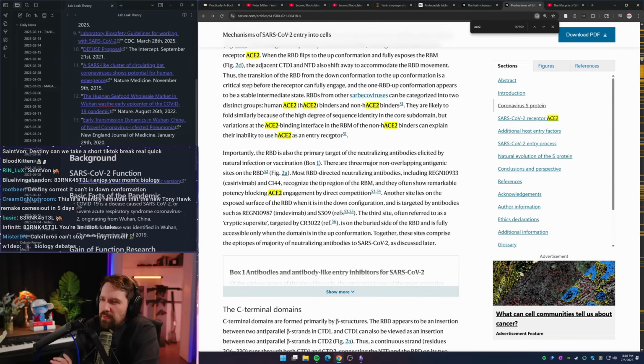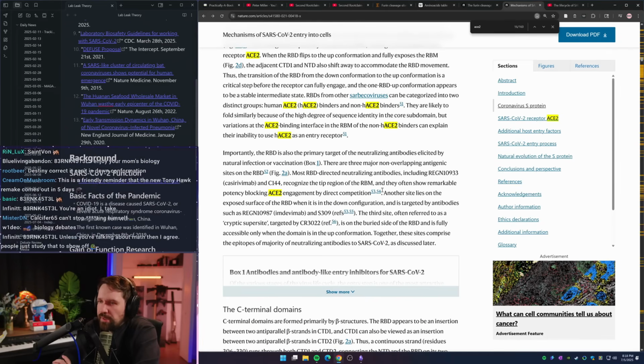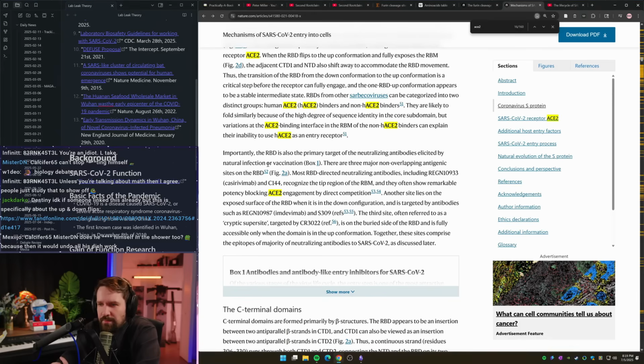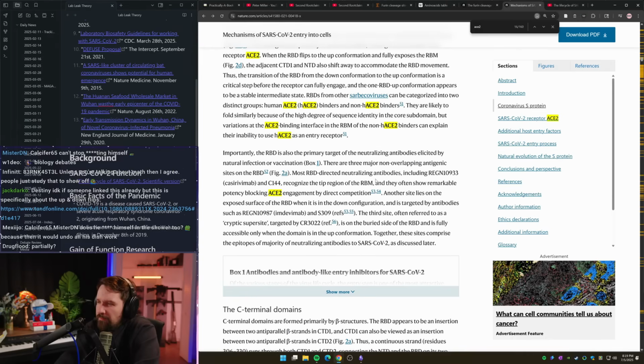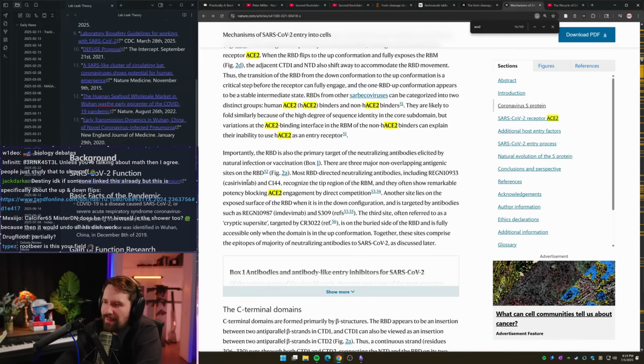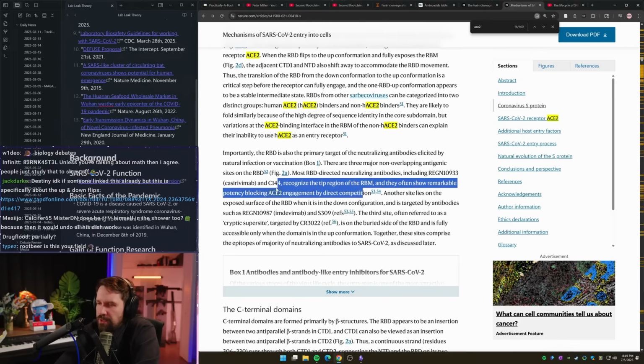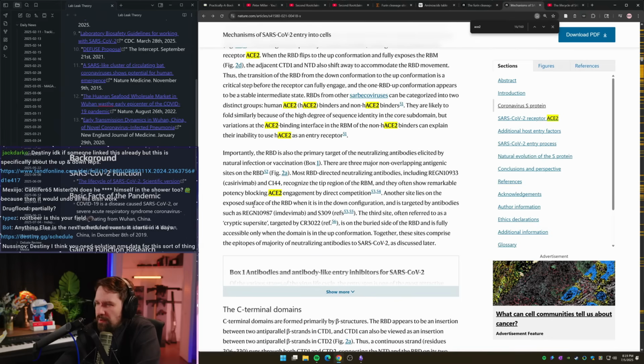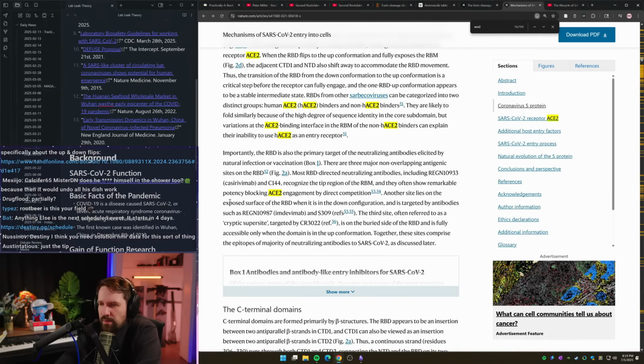Importantly, the RBD is also the primary target of the neutralizing antibodies elicited by natural infection or vaccination. There are three major non-overlapping antigenic sites on the RBD. Most RBD-directed neutralizing antibodies, including REGN 10933, and C144, recognize the tip region of the RBM, and they often show remarkable potency blocking ACE2 engagement by direct competition. Another site lies on the exposed surface of the RBD when it is in the down configuration and is targeted by antibodies such as REGN 10987 and S309.